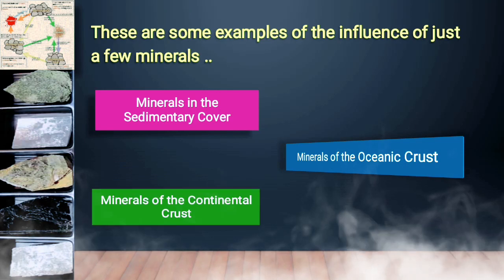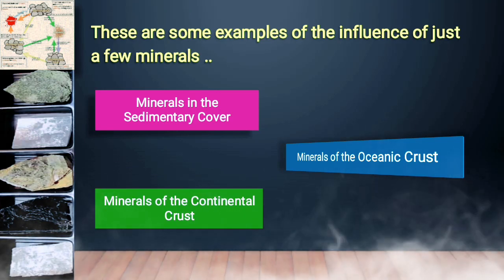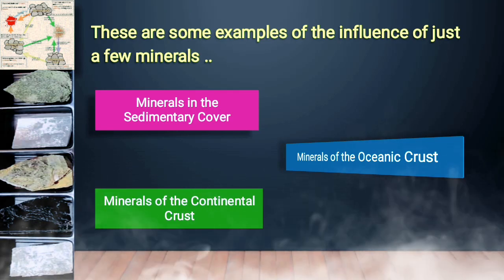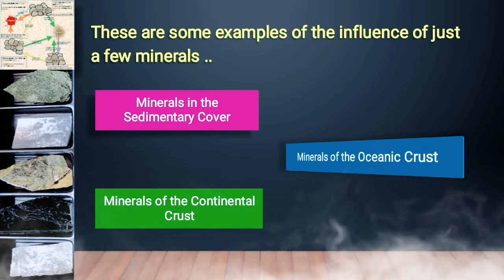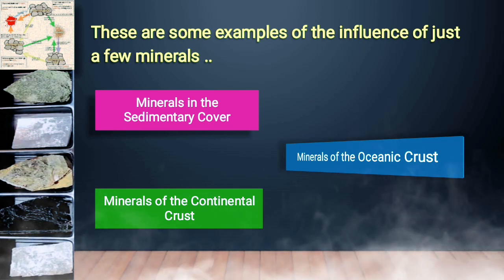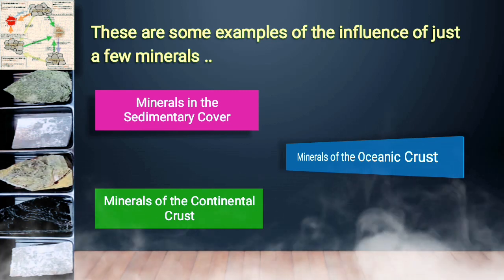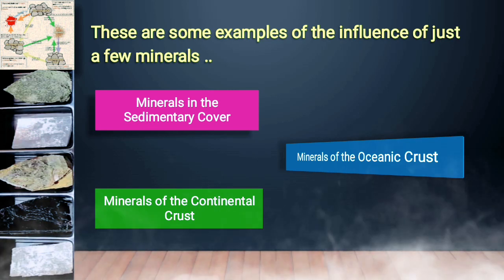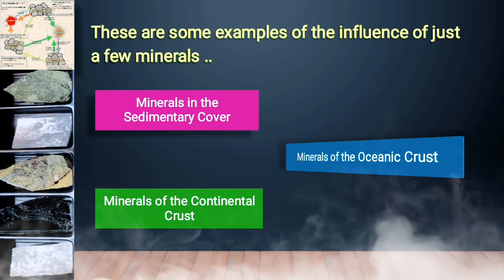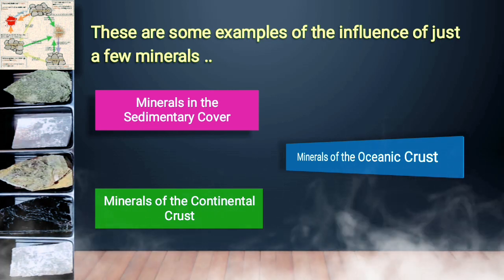Minerals of the continental crust. The continental crust is made up mainly of rocks with granitic to andesitic composition. These rocks are composed mainly of alkali feldspar, quartz, and plagioclase feldspar, with small amounts of amphiboles and micas. This small number of minerals makes up most of the continental crust.